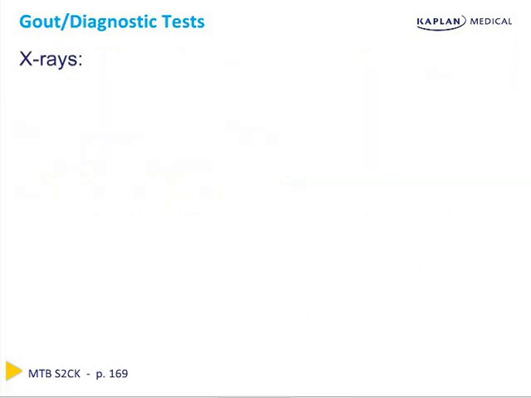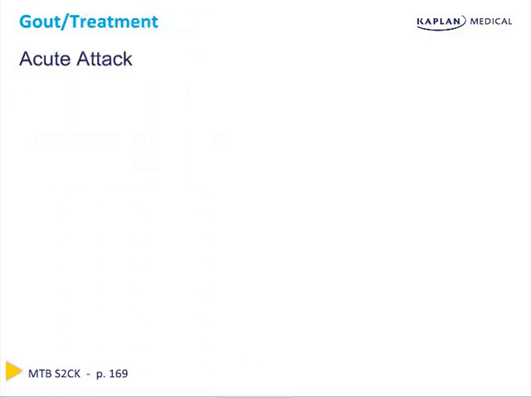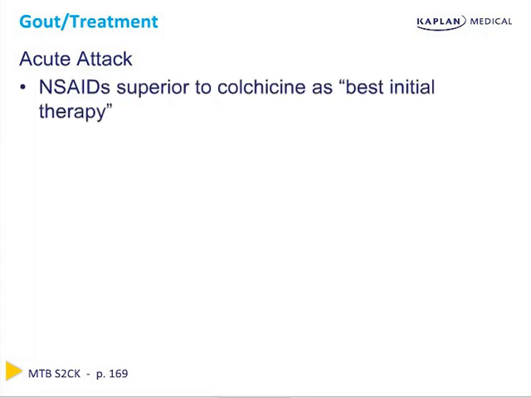When getting an X-ray to diagnose gout, you must keep in mind that the X-rays can be normal in early disease, and erosions of the cortical bone only happen later, as you can see here in this image to the right. During an acute attack of gout, NSAIDs are superior to colchicine as the best initial therapy.